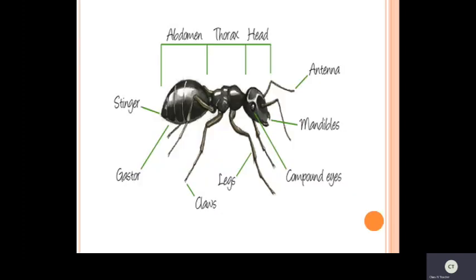Now just see this. Once again, see the parts of the ant. See this antennae. Have you seen this antennae?